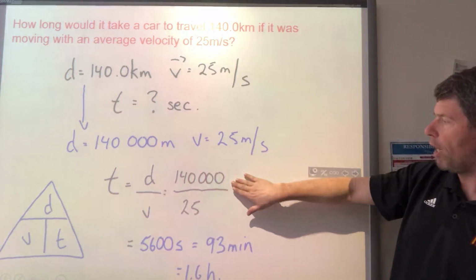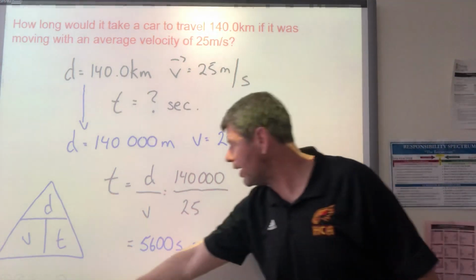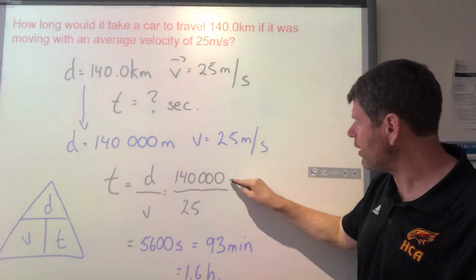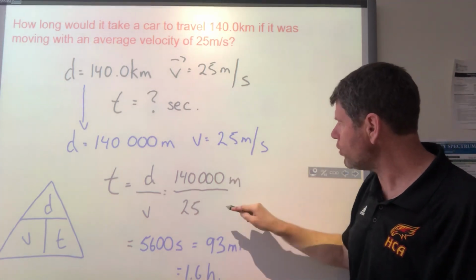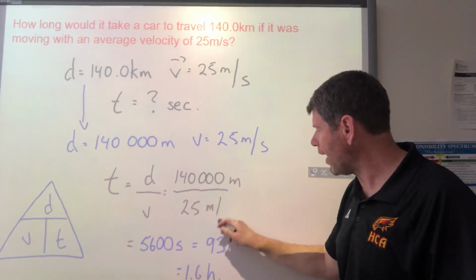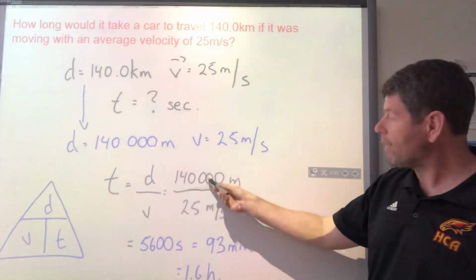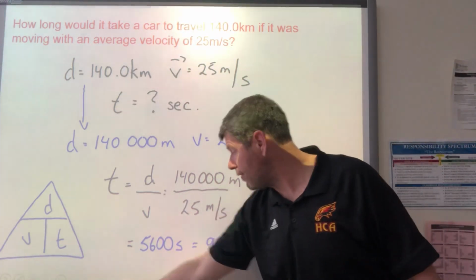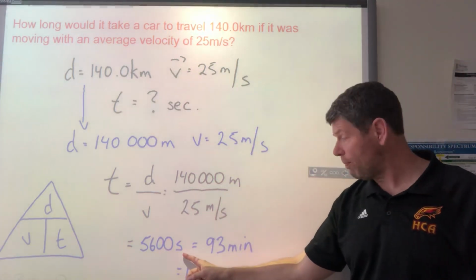So that's why we're going to put 140,000. Now I'm getting sloppy, I'm not putting my units in here. So remember that this is meters, and this is meters per second. When I simplify on my calculator, I get 5,600 seconds.